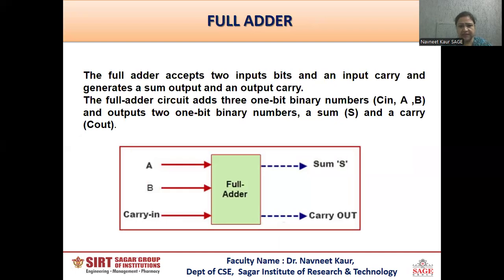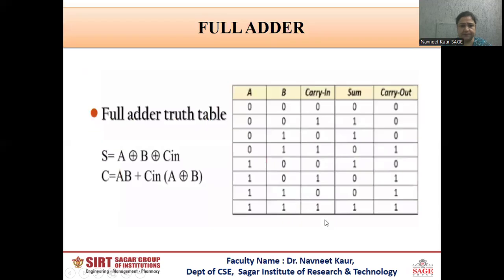Full adder circuits accept two input bits and an input carry, which will generate a sum output and the output carry. Here, the full adder circuit will add the input carry, which is generated from the addition of the previous two bits. Now, this is the block diagram of the full adder circuit. Here we can see there are three inputs, A, B, and carry input, and the outputs are the sum output and the carry output.